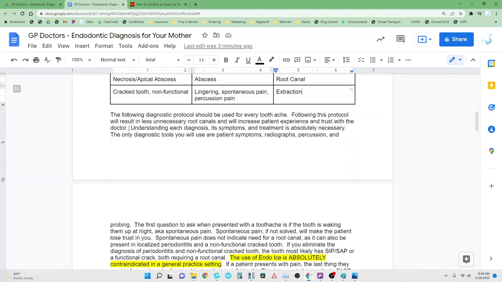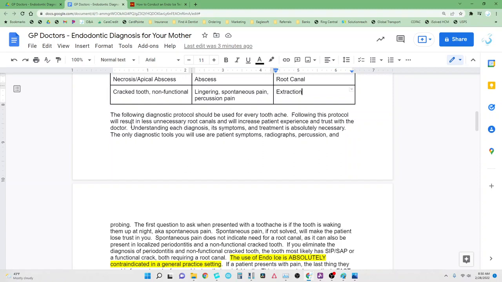Following this protocol will result in less unnecessary root canals and will increase the patient experience and trust with the doctor, okay? A huge concept that I think you've heard a couple of times here is the less dentistry you want to do, the more dentistry you'll end up doing, okay? Why? Because if you're found out to be a doctor who loves to do root canals, no one will want to go to you. And every patient will actually tell their friends not to go to you.